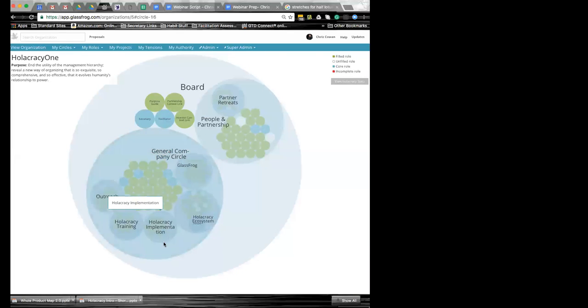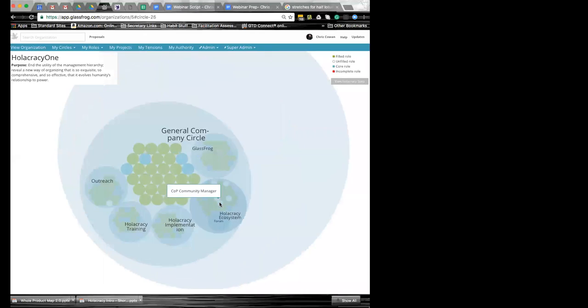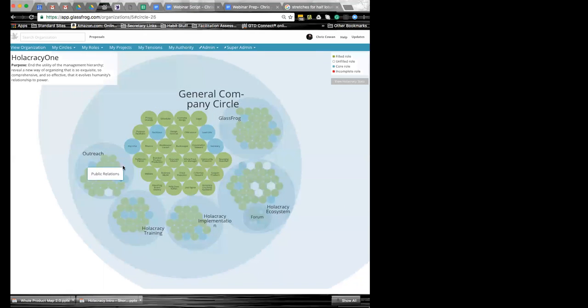But from the broader perspective, again, you see we have all of these connections. The governance meeting process defines all of this. And all of these sub-circles, again, function like roles within the broader circle. So when these represent themselves at governance meetings, they're representing the whole of outreach or the whole of Holacracy training.